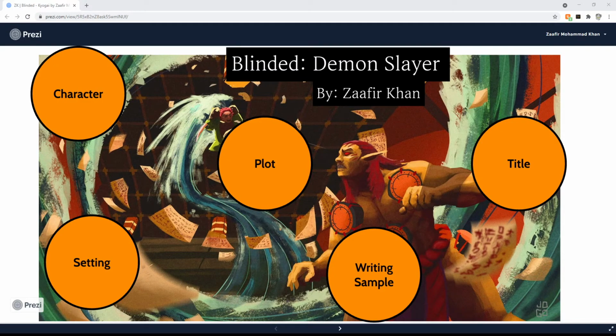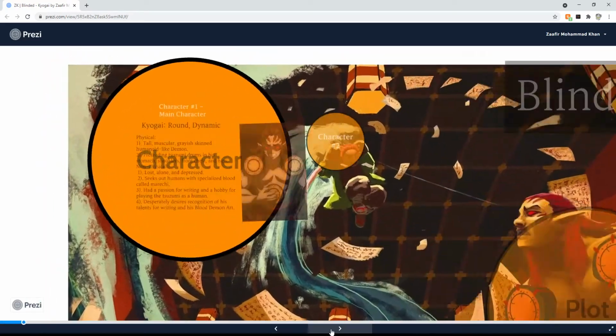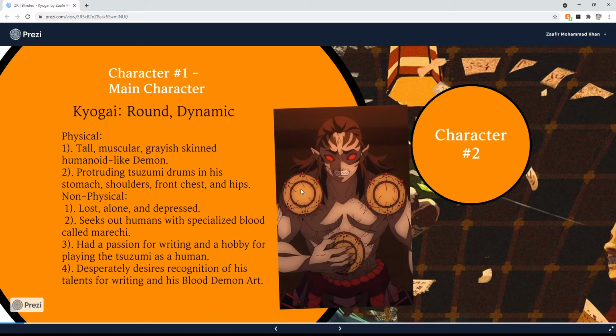So this is Blinded Demon Slayer by myself, and it's the example story that I chose as a spin-off of Demon Slayer for my short story project. So we start with the characters. This is our main character in the story. He's a demon from Demon Slayer.